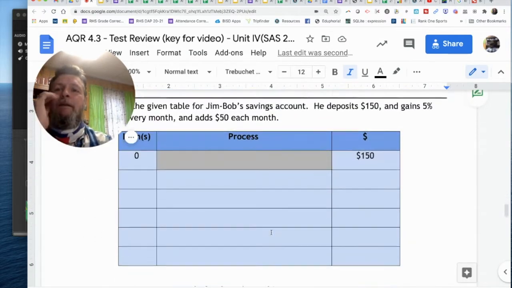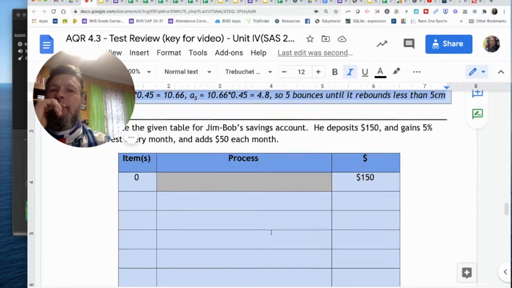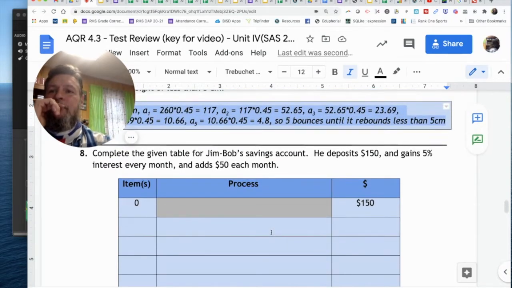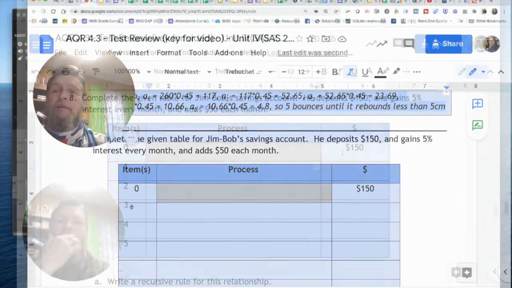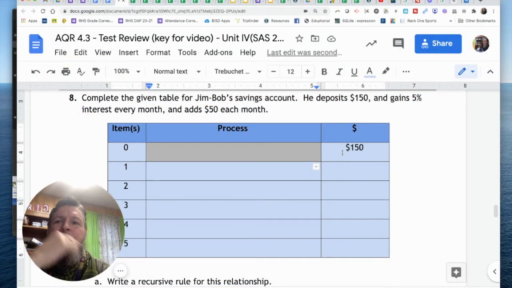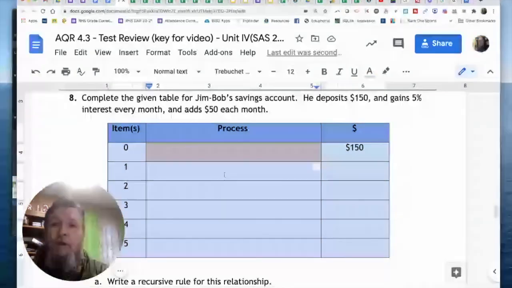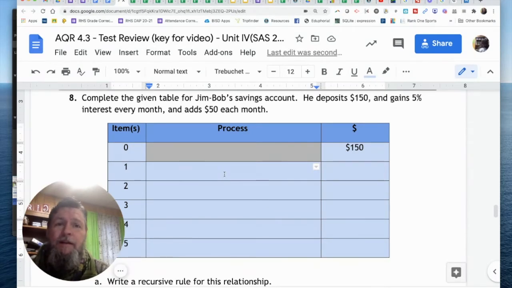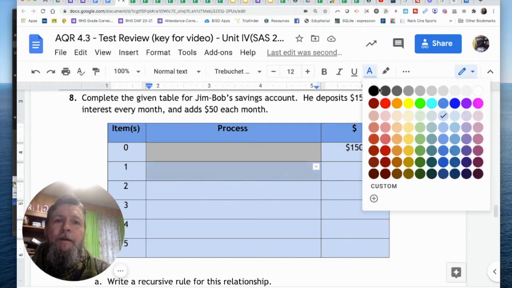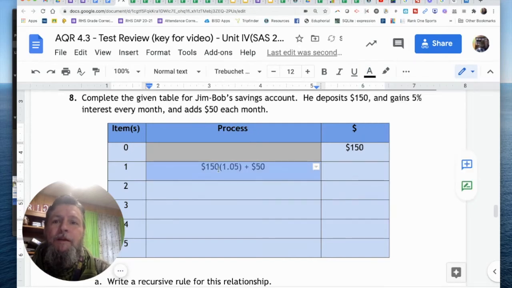Complete the given table for Jim Bob's savings account. He deposits $150 and gains 5% interest every month, and he adds $50 each month. He had deposited $150. That's what initially was in the account. He's going to gain 5% interest on it, which in this case is the $150 plus the 5% interest. So you multiply 150 by 1.05, and then he's going to add $50. So that's the process he uses here. And let's see what that looks like. So it's $150 times 1.05 plus $50.